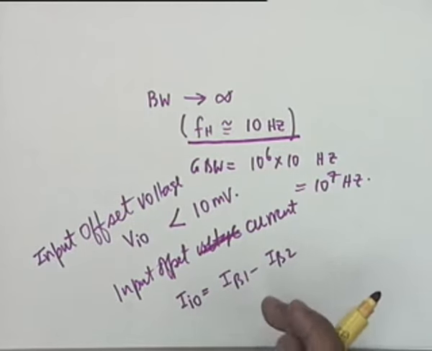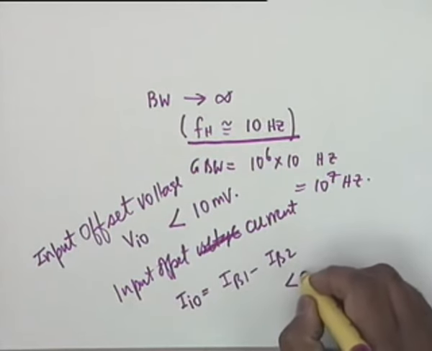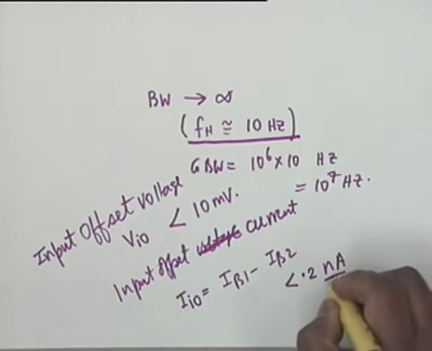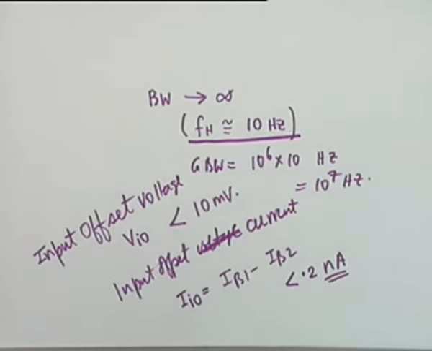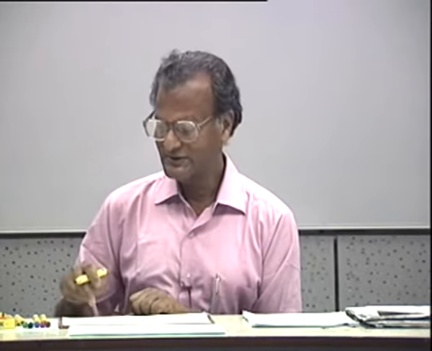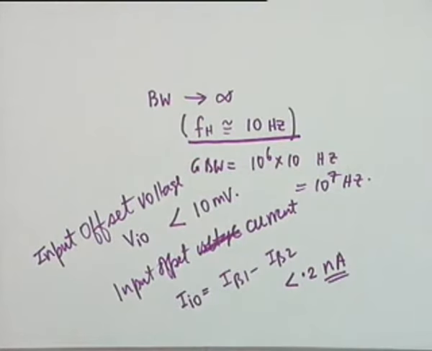These are very small, of the order of 0.2 nanoampere, but it can cause great harm to the operation of the operational amplifier. It can reduce the signal to noise ratio because of the existence of a DC input offset voltage. One has to be careful about these imperfections.